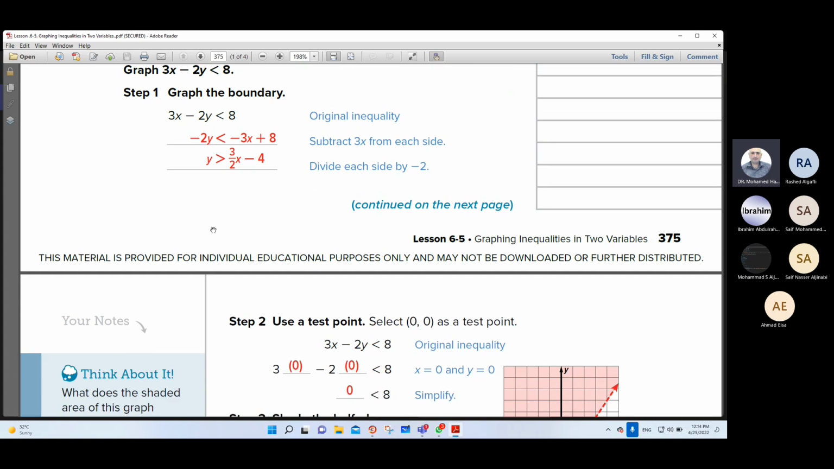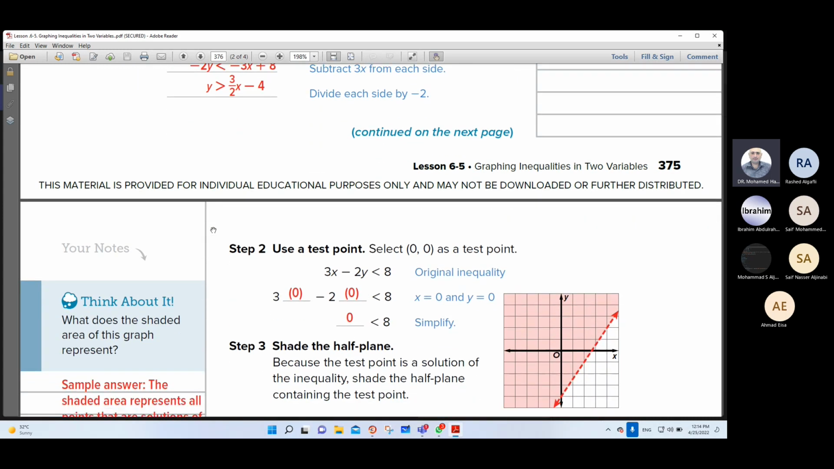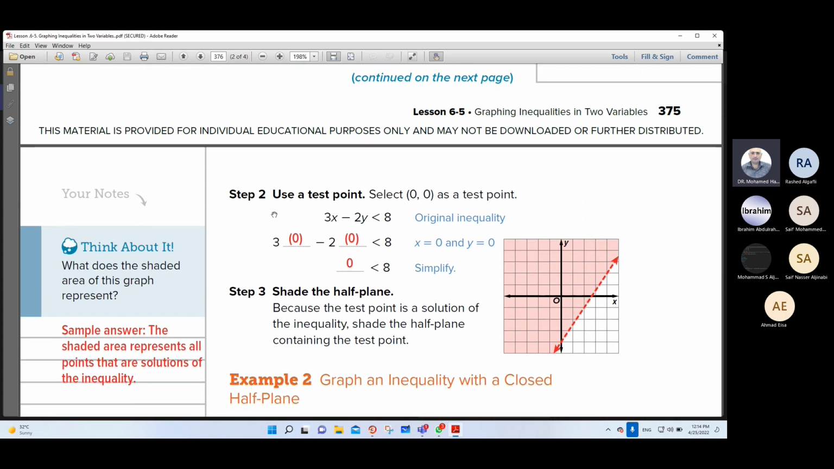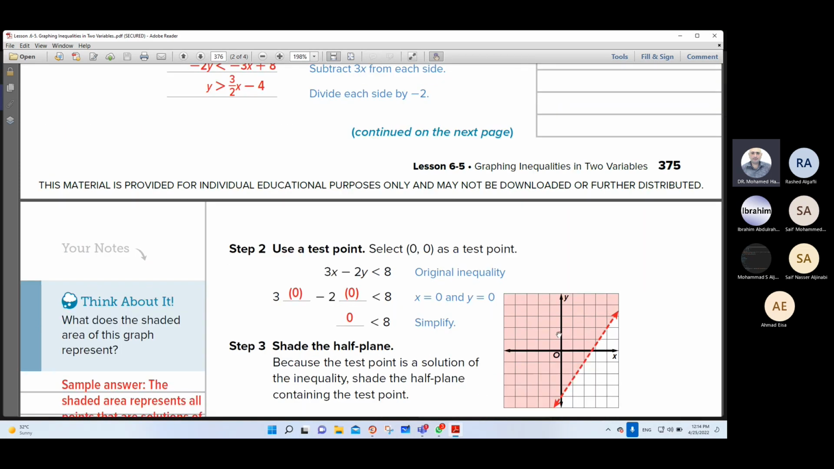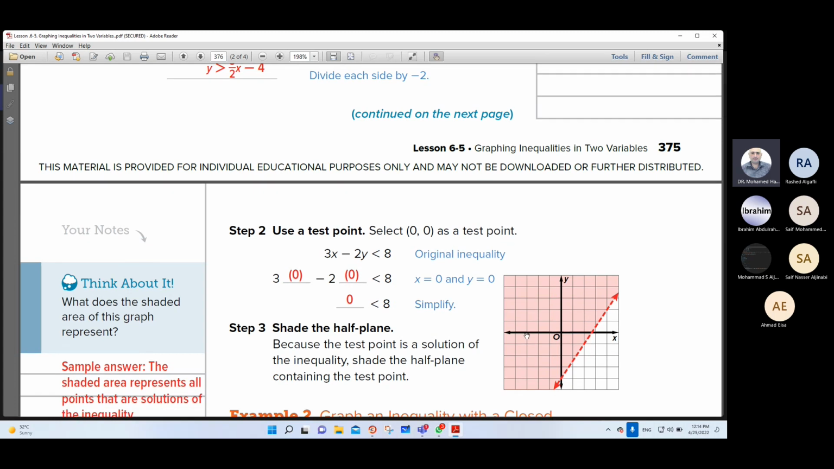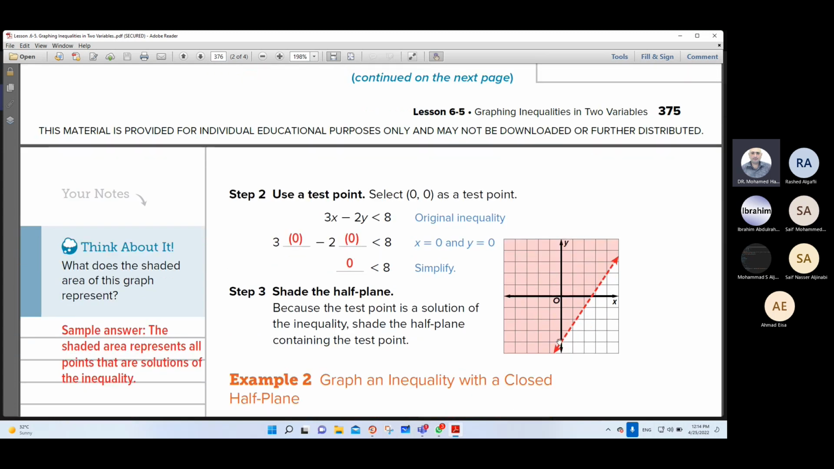The second step, use a test point. We have this line, this is this inequality. We want to know, after the graph, where is the area of the solution? So we have here 0, up the line. We want to test if the 0 is from this solution or not.